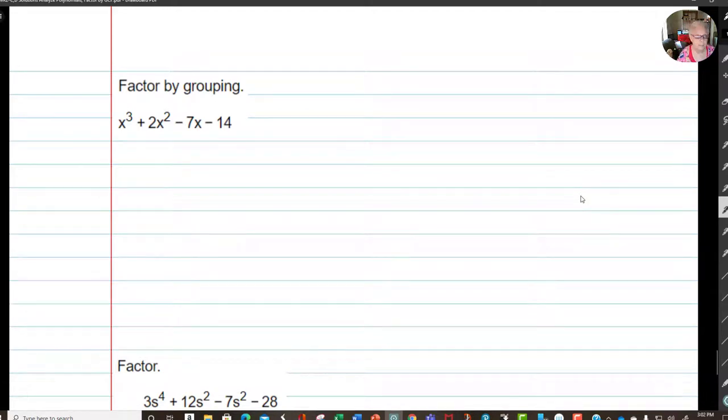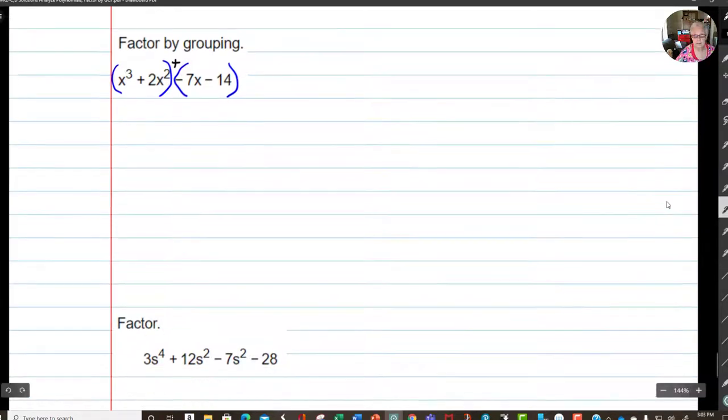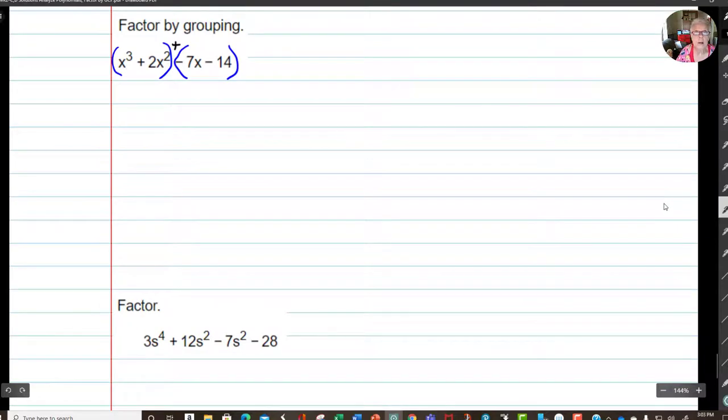Now again, I put parentheses around the first two terms, and because this is a minus sign, it goes with the 7. I'll put parentheses around those two terms, and then, very important, there's a plus sign in the middle.